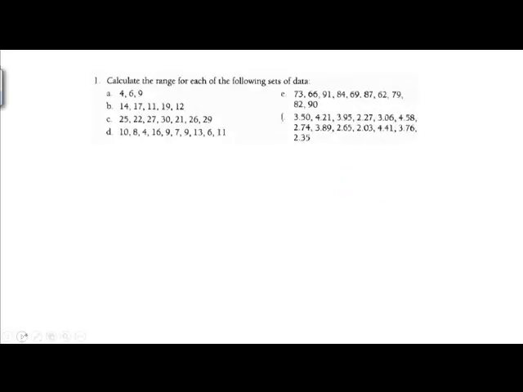So let's start. The simplest measure of variability is the range, and the range of a variable is simply the maximum value minus the minimum value. So if we look at our first question here, A, calculate the range of the following sets of data, 4, 6, and 9. Thankfully they put these in order for us. The maximum value is 9, the minimum value is 4. 9 minus 4 equals 5. That's our range.